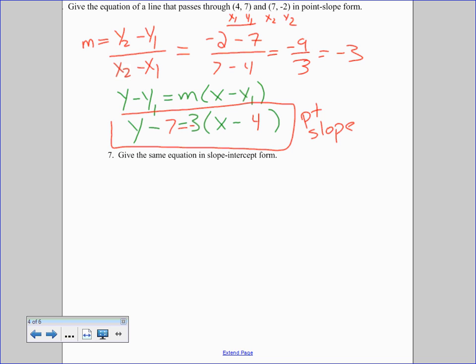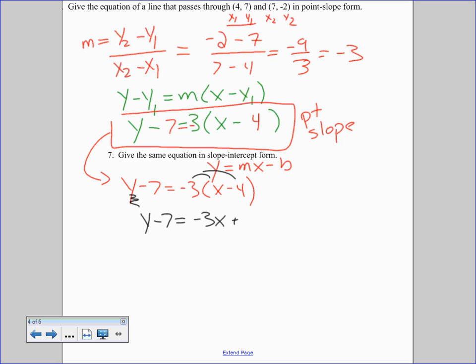Now it asks us to find the equation in slope-intercept form. So we get y equals, which is this form here. And this is easy enough. If we already have an equation of the line, all we need to do is solve it and get y by itself on one side of the equation. So we'll distribute the -3. We'll get -3x plus 12. Add 7 to both sides, and we'll end up with y equals -3x plus 19, and now it's in slope-intercept form. Notice the slope hasn't changed. It's still -3, but the y-intercept we now know is 19.